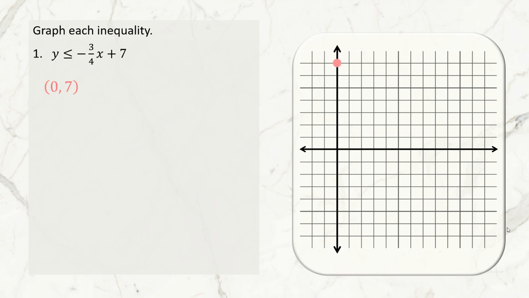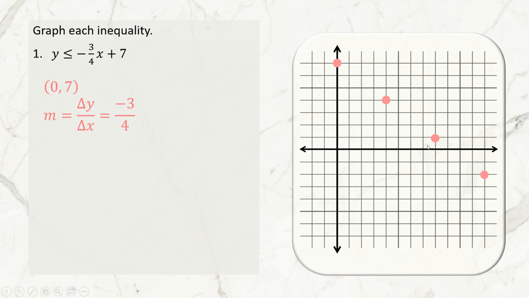Now, the next thing we know from this inequality is the slope. Slope is change in y over change in x, or some of us know it as rise over run. It's negative 3 over 4. So we're going to go down 3, right 4 from our y-intercept point. Down 1, 2, 3, right 1, 2, 3, 4. There's a point right there. There's another point. We want to go till we can't anymore.